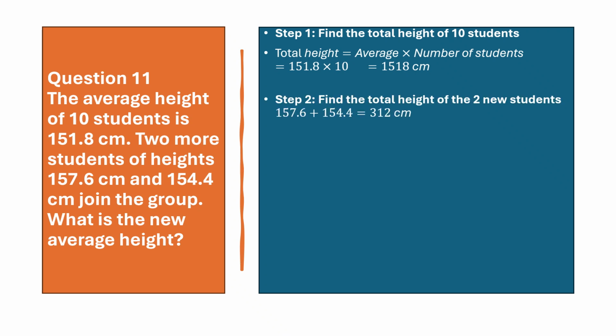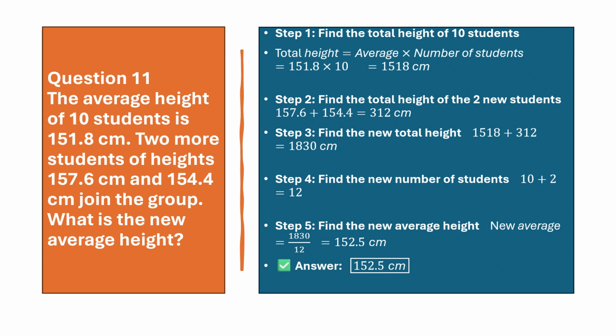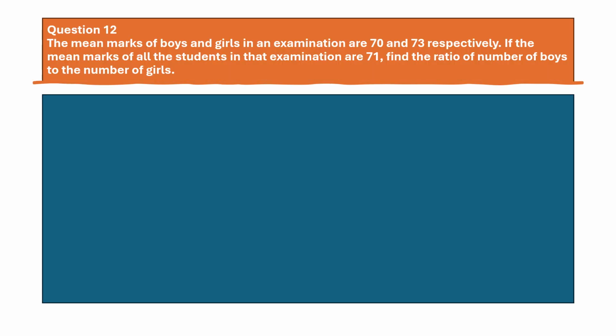You multiply with 10. The total height of the two new students is already given, so you need to add it. 157.6 plus 154.4 is equal to 312 centimeter. That means the new total height will be obtained by adding both. The total number of students now is 12, that is 10 plus 2. So the new total height will be divided by 12 and you will get 152.5 centimeter, which is the new average height, which is your final answer.